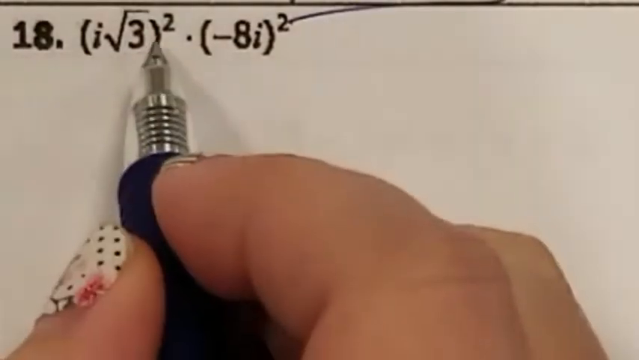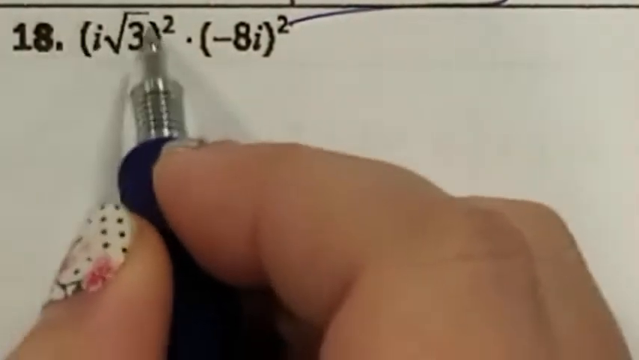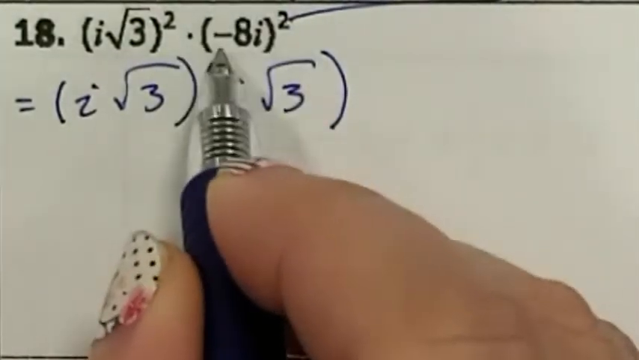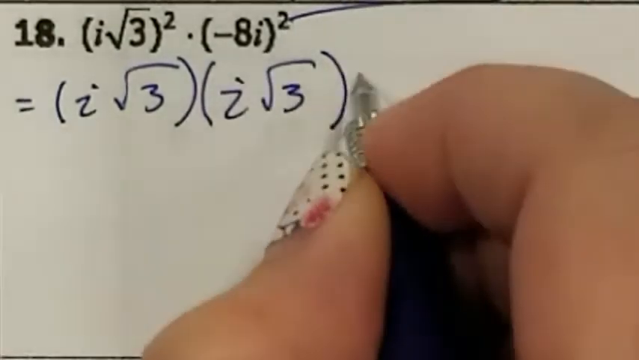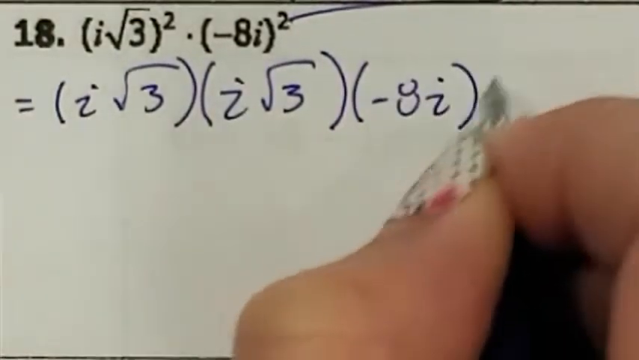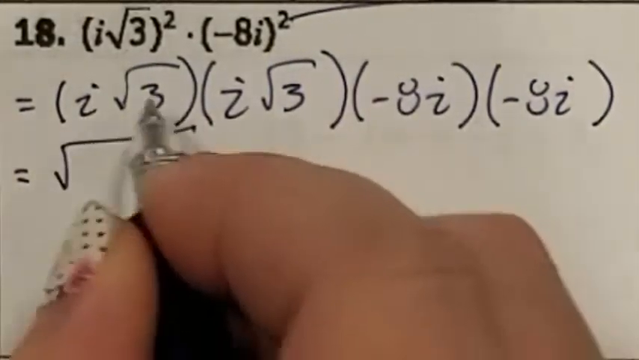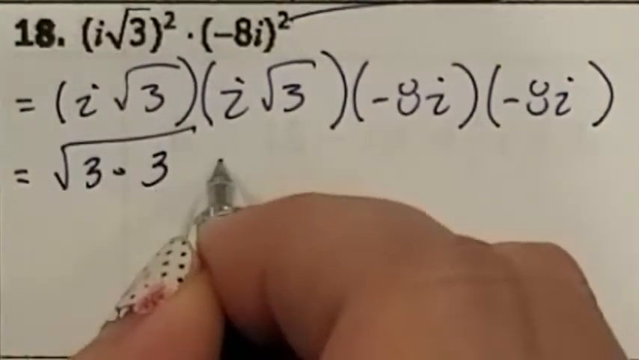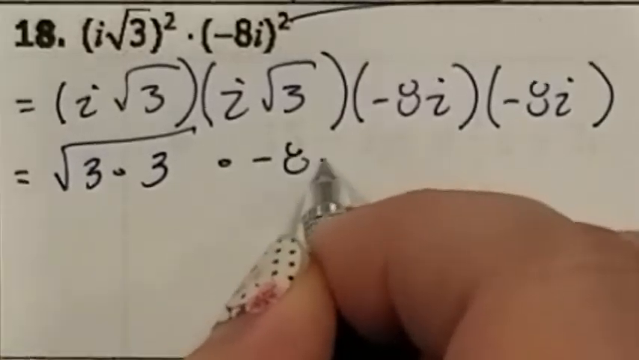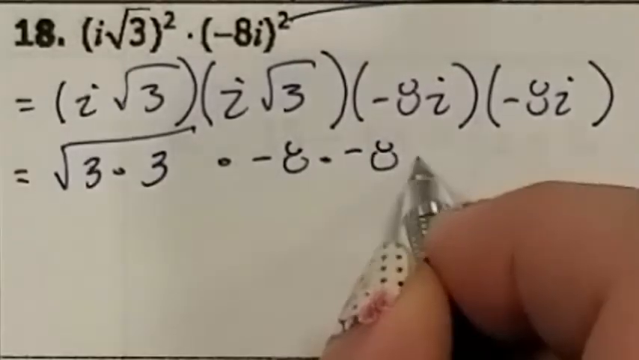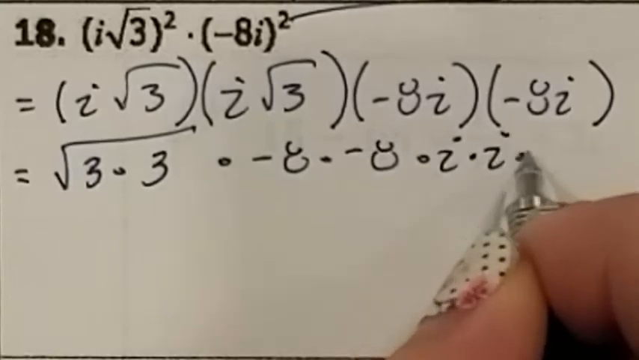Number 18. This entire quantity of i times the square root of 3 is raised to the second power, which means we have 2 of those. And this entire quantity of negative 8i is also raised to the second power, meaning we also have 2 of those. Multiplying all our numbers together, we have the square root of 3 times 3 times a negative 8 times a negative 8, and there were 4 i's.